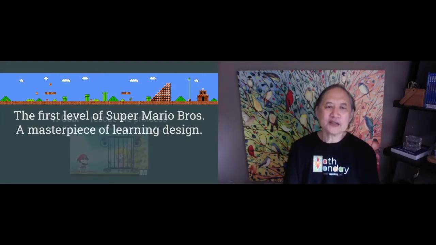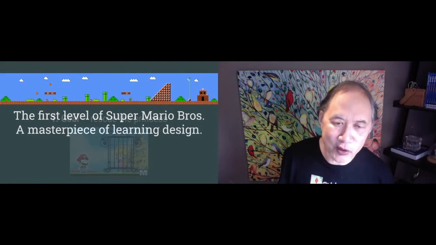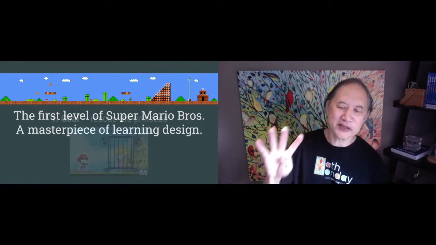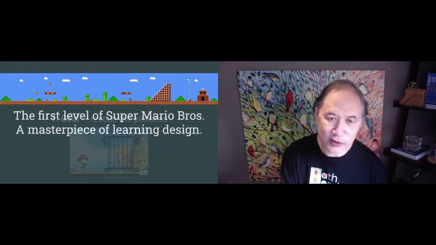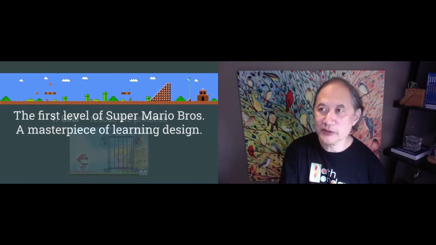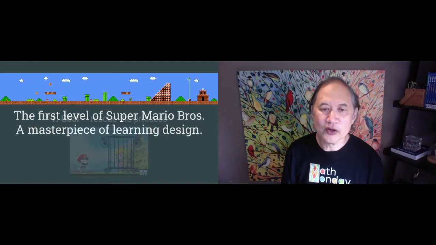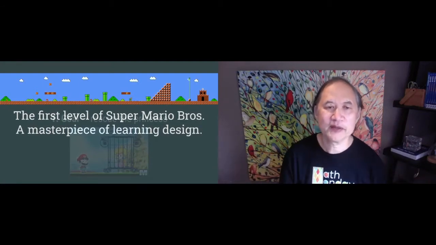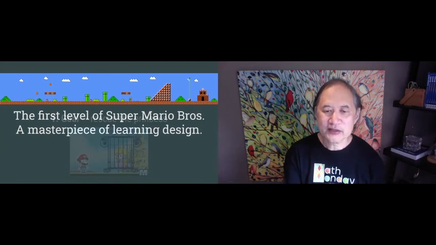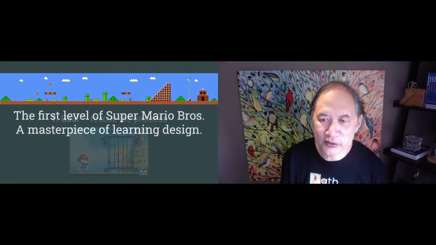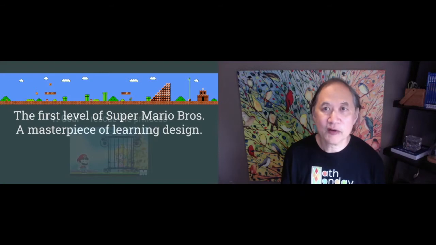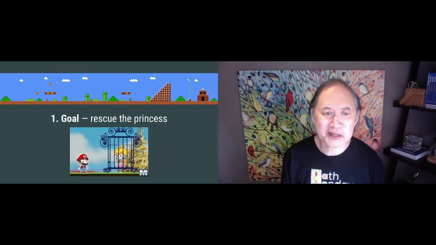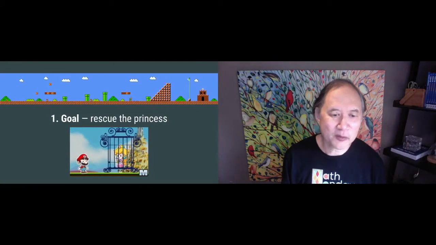So how does this game work? Well, there are 4 elements common to all games, and we're going to go over them and then apply them to the worksheet. The first is to have a goal, an overarching thing that you're trying to accomplish. In the case of Super Mario Brothers, the goal is to rescue the princess. Probably the most trite goal you could hear, but it works.